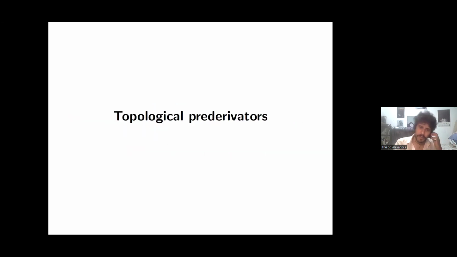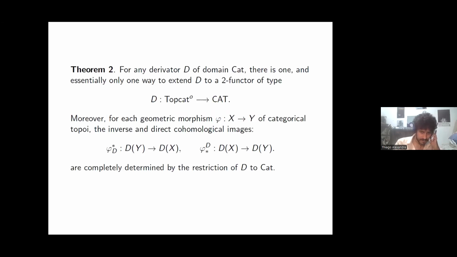The idea of topological derivators, which I'm going to talk a little bit more about now, is in some sense to impose some conditions on the extension, which preserve enough of the structure of the derivator to assert the uniqueness of the extension, and perhaps even the existence.